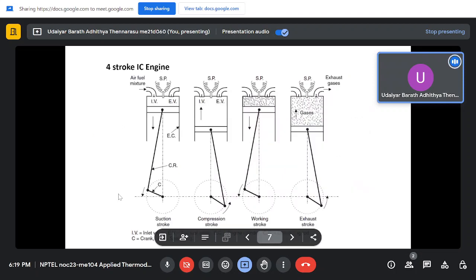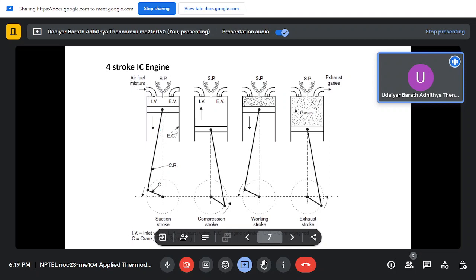Now we'll go ahead and see how the 4-stroke IC engine works. As you can see, in the 4-stroke, you have the piston at the topmost position. When this piston moves down, it will create a vacuum, and the inlet valve opens. Because it's expanding, the pressure will go down inside, so the inlet valve will open, and the air-fuel mixture will come in.